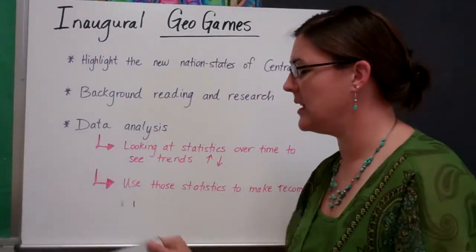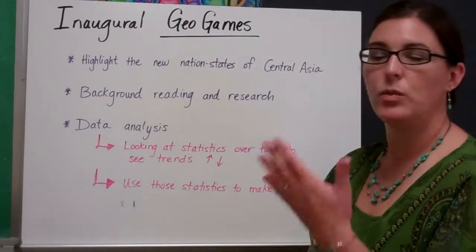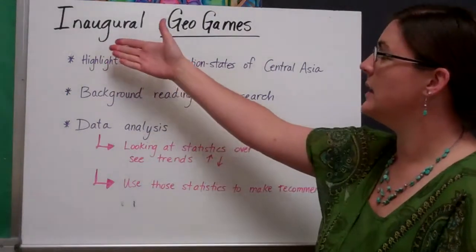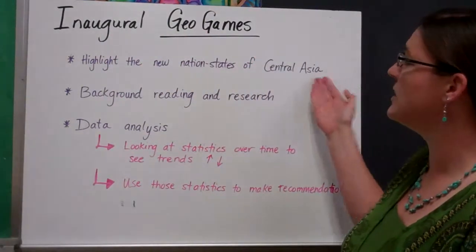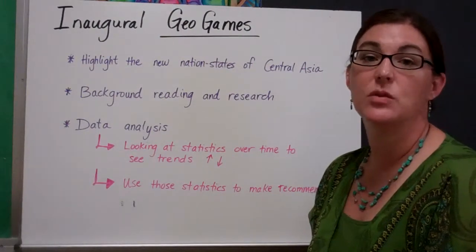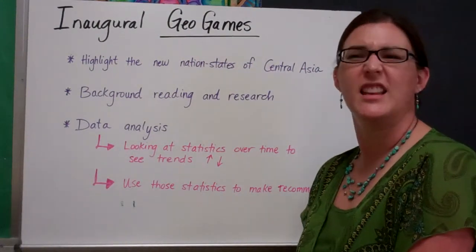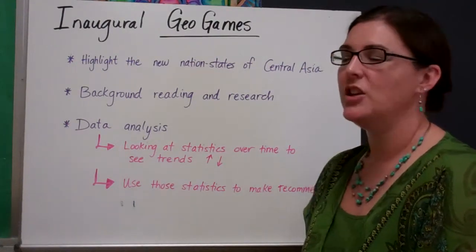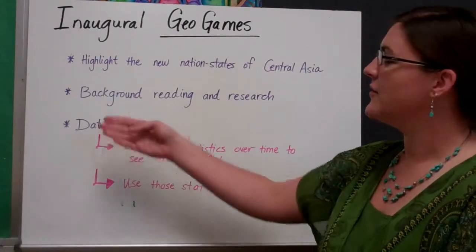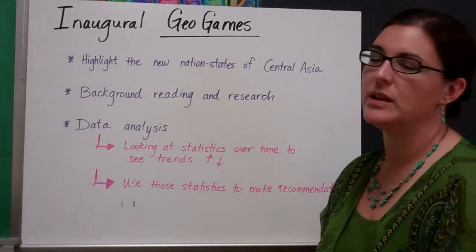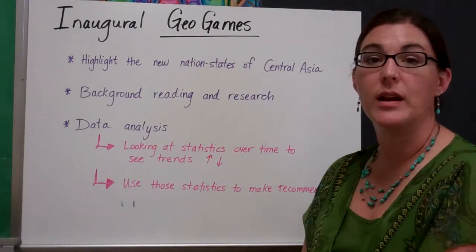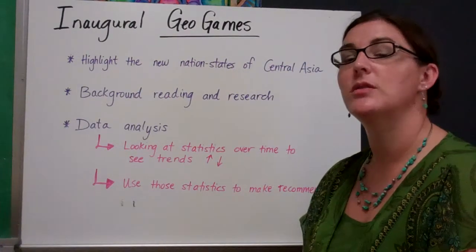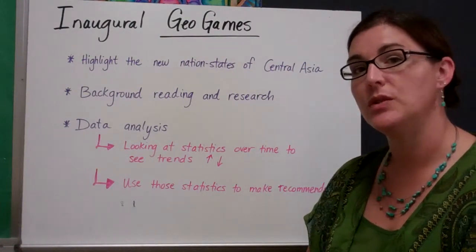So now that the Soviet Union is no more, and we're looking at a couple of decades worth of data, your responsibility is going to be to highlight these new nation states of Central Asia. And we're going to be doing this through a brand new athletic event, which is a takeoff of the Olympics, and it's going to be called the Geo Games. And you are going to be making some recommendations. After you do some background reading and research, you're going to have the opportunity to recommend to the Geo Games Committee which nation state from the former Soviet Union you would most recommend as a host for the Geo Games.